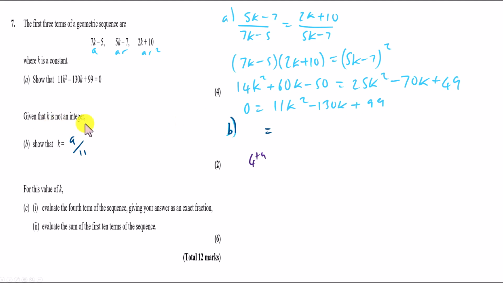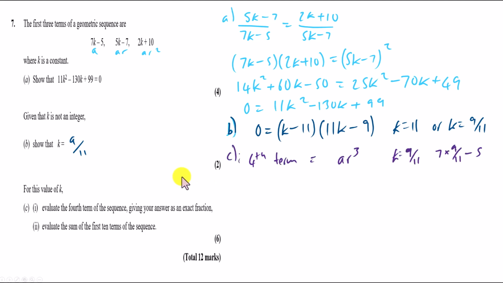Part B, k is not an integer, show that k equals 9 over 11. So you just need to factorise and solve. You're going to get a solution of 11 obviously here, but it's not an integer, so that must mean it's this solution, which is of course 9 over 11, so you've shown that.